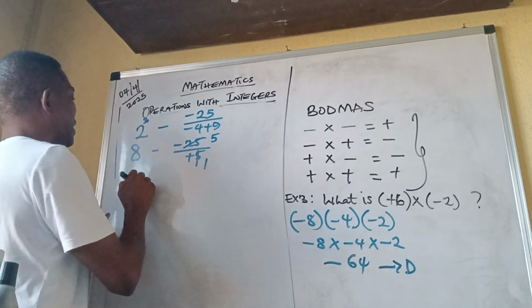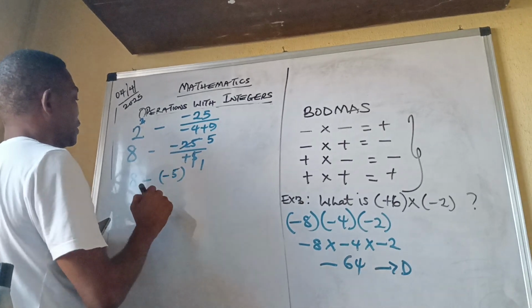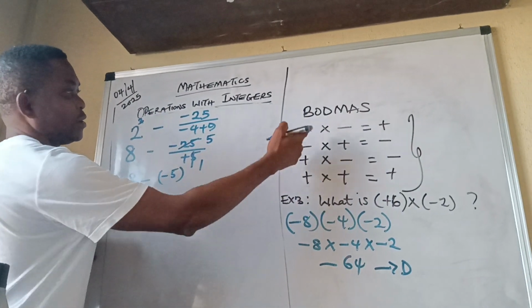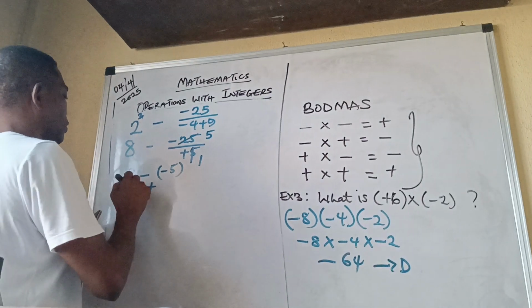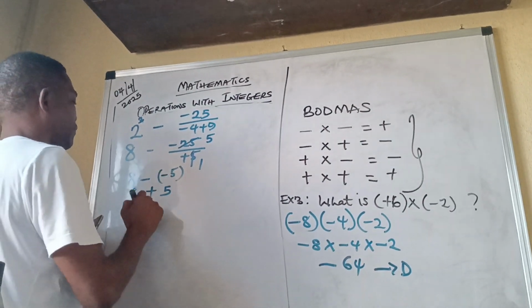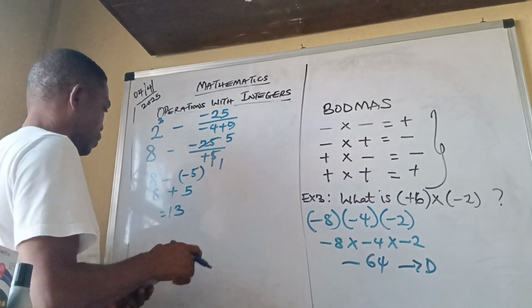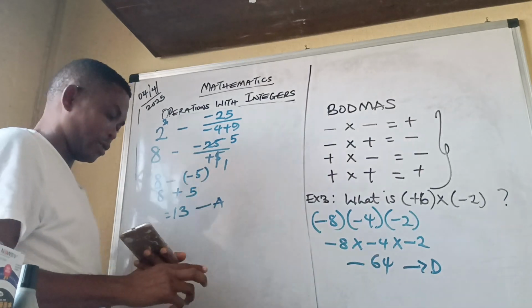So I'm going to have 8 minus 5 in brackets. So minus times minus will give me plus, as we all know. So bring down my 8 and my 5. 8 plus 5 is 13. So which option is 13? That's option A.